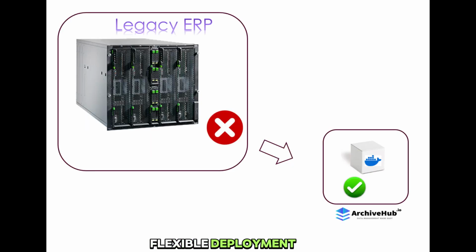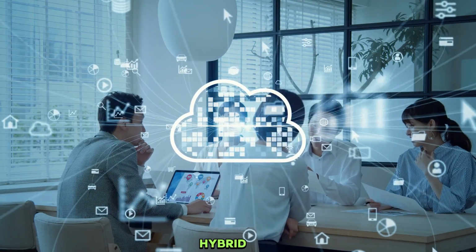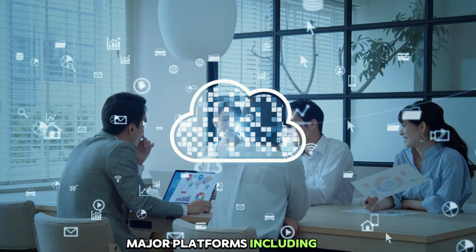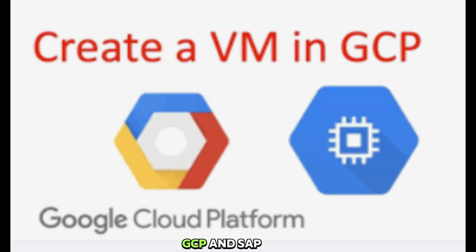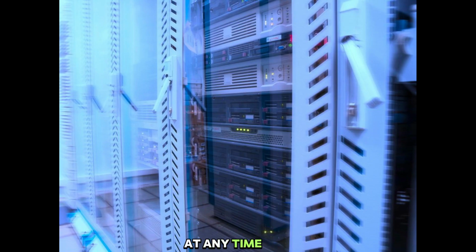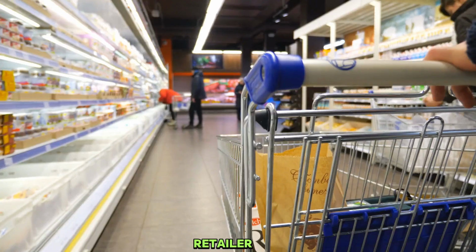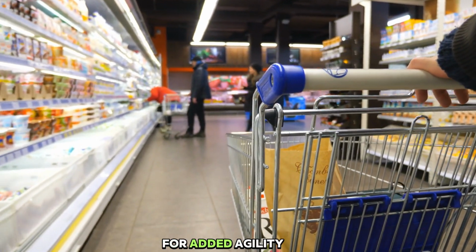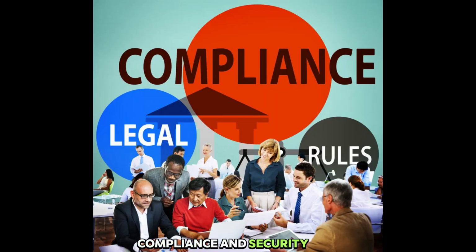Flexible deployment. ArchiveHub is a standalone solution. All you need is only one virtual machine, or a physical machine if you are on-prem. Whether your infrastructure is cloud, on-prem, or hybrid, ArchiveHub fits right in. We support all major platforms including AWS, Azure, GCP, and SAP BTP, and you can switch deployment models at any time. For instance, a retailer was able to shift their instance from on-prem to Azure in just 2 days for added agility.